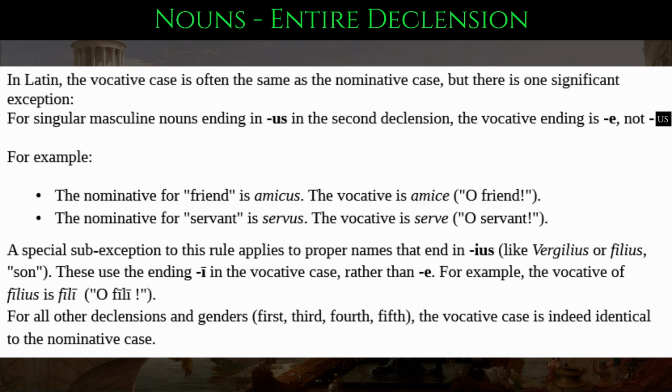A special sub-exception to this rule applies to proper names that end in -ius. For example, Vergilius or filius. And these use the ending -ī, which is a long i, in the vocative case rather than -e. For example, filius, fili. For all other declensions and genders, first, third, fourth, and fifth, the vocative case is indeed identical to the nominative case.